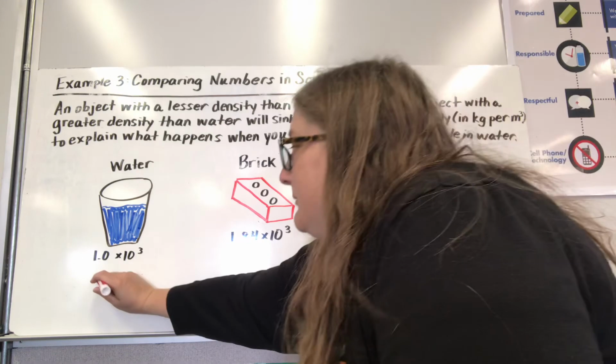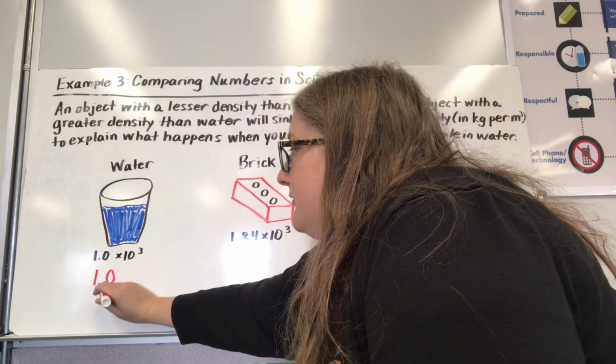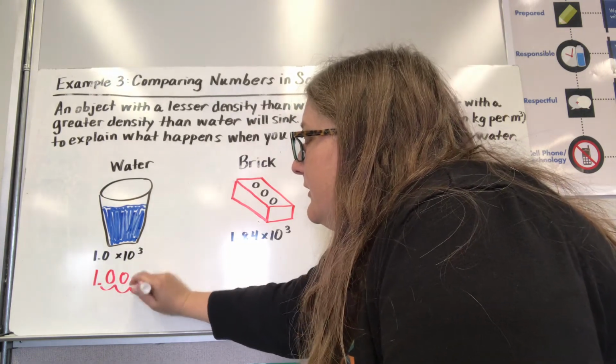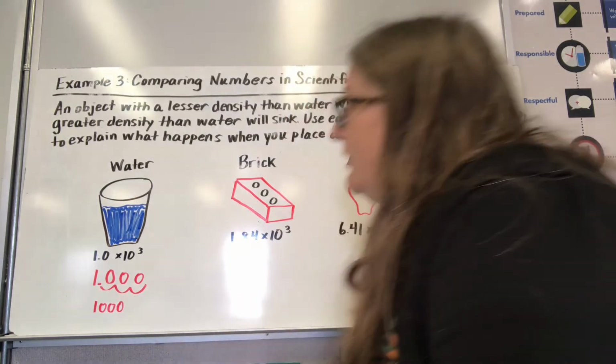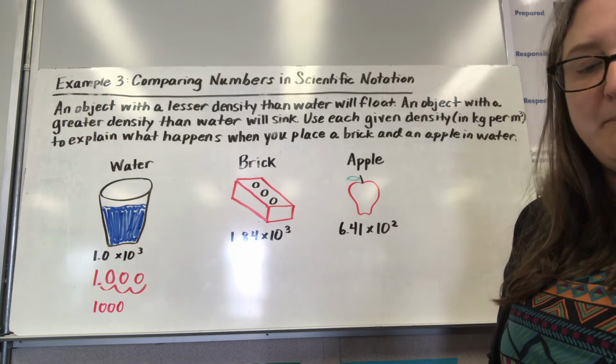That means I'm going to be moving my decimal 3 spots to the right. So water has a density of 1,000 kilograms per cubic meter.